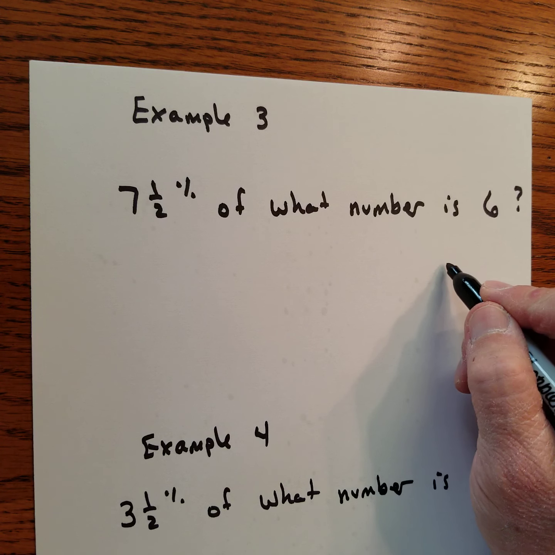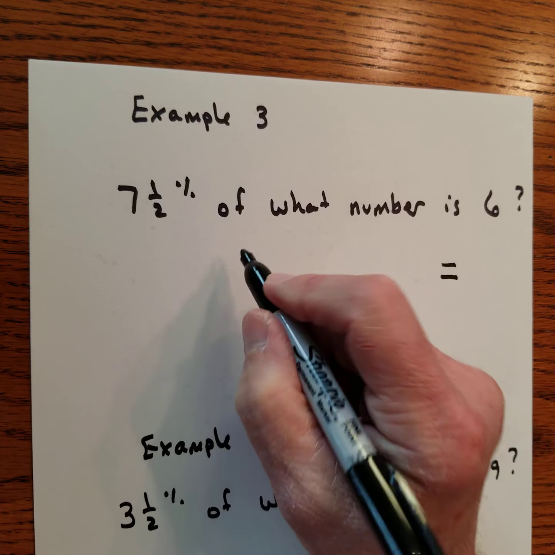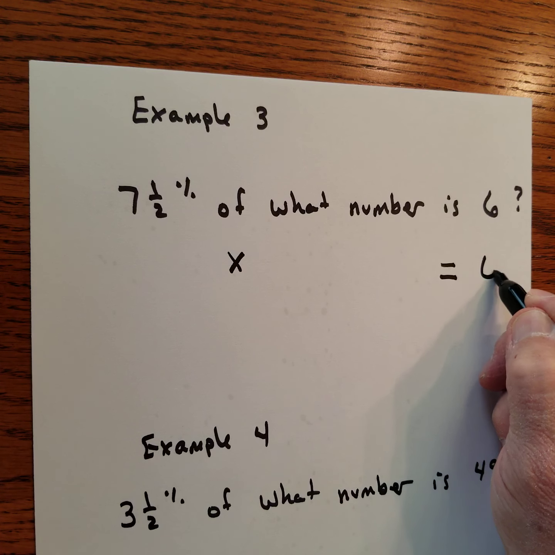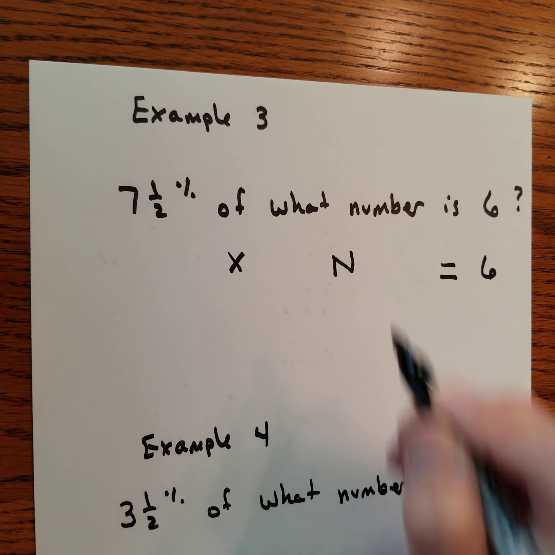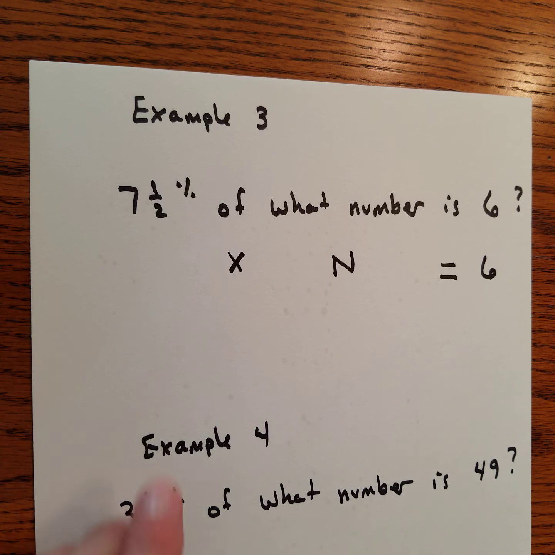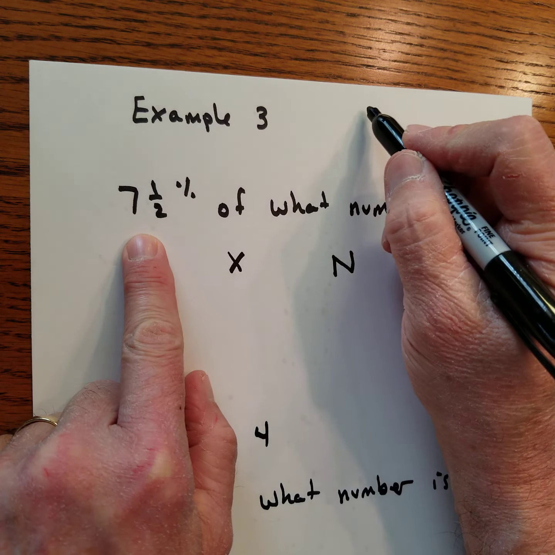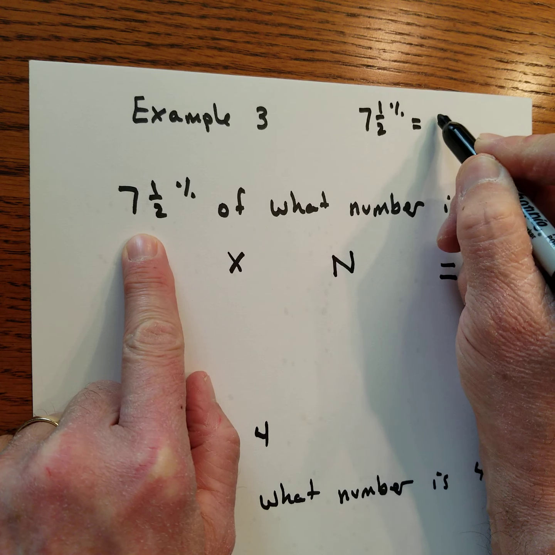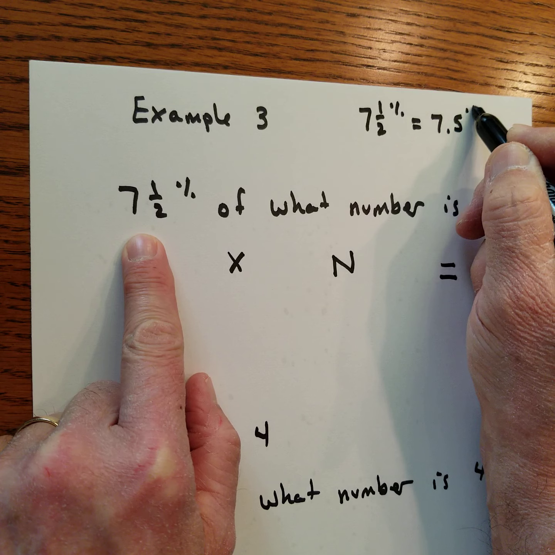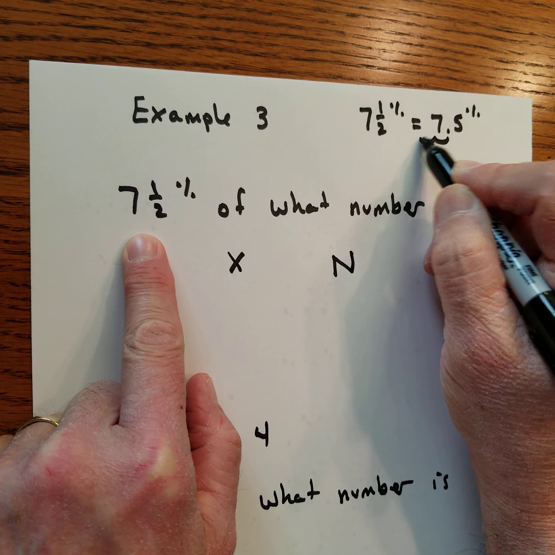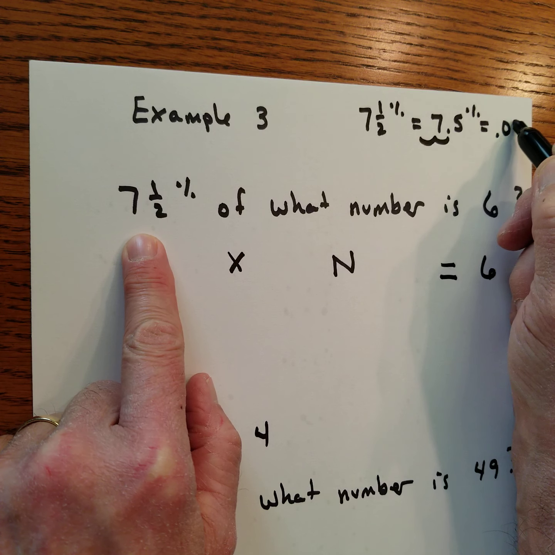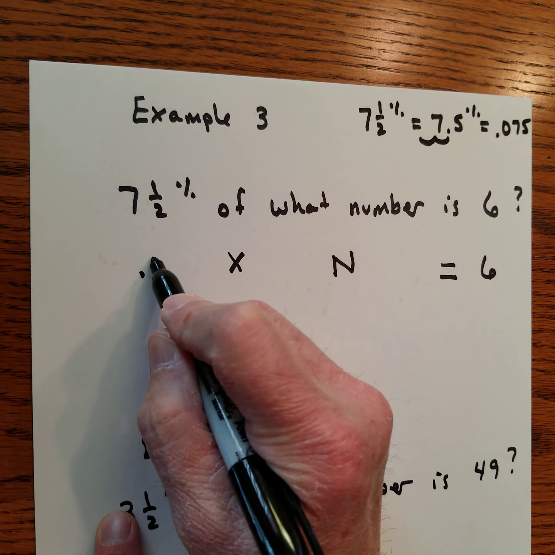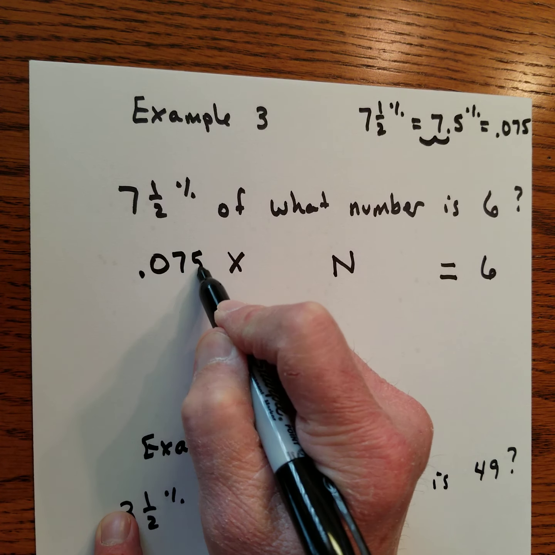Let's try it. Is means equals. Of means times. 6 is 6. What number? That's what we're looking for. And 7.5% is the same as 7.5%. Is 0.075. 7.5% is 0.075.